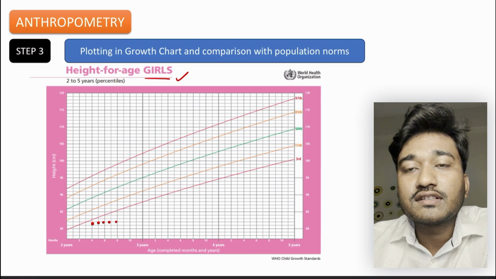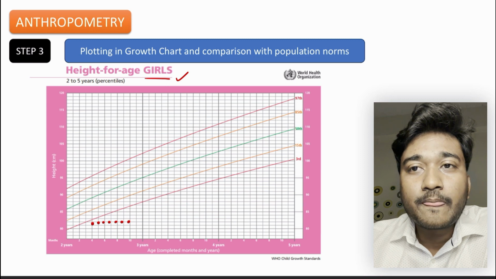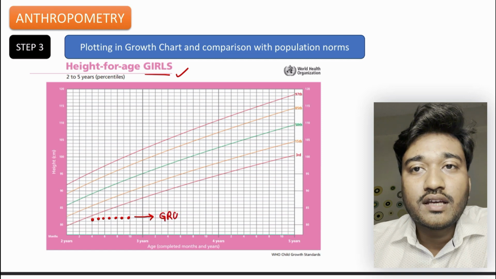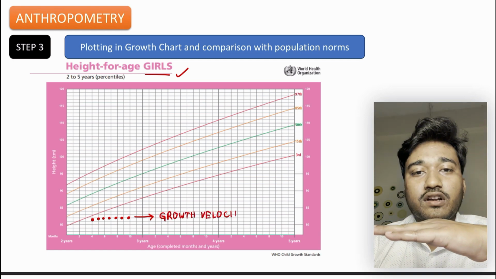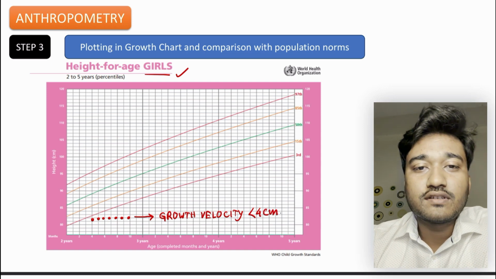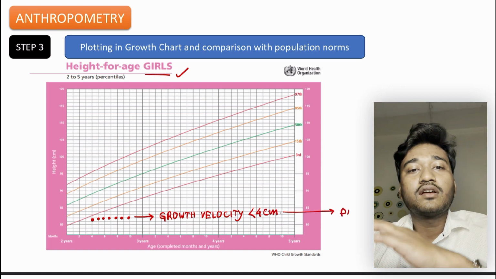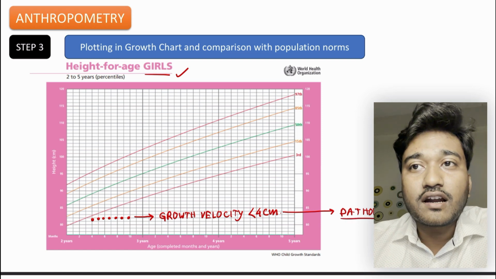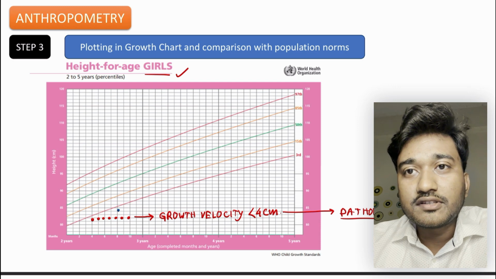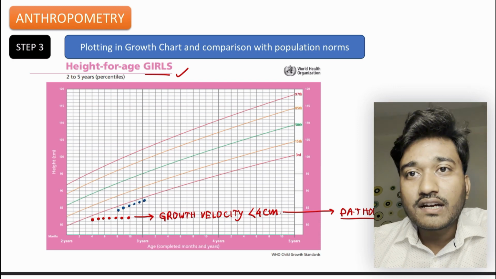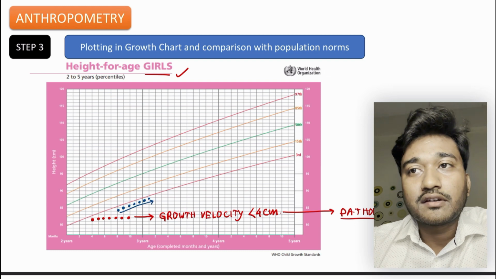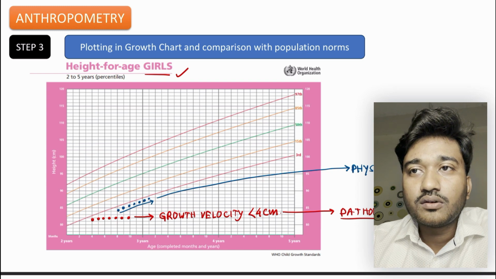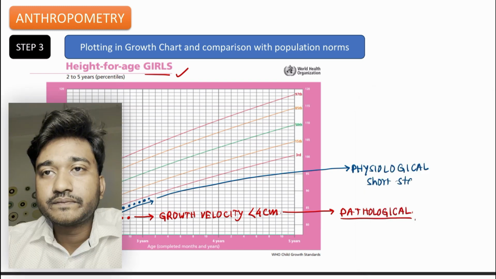So if we join all these points, it will become a straight line. The very important thing is that the growth velocity here is less than 4 centimeter, because if the curve is straight or downward, by default the growth velocity is less than 4 centimeter. If it is going upward, even if it is parallel, now look at this. This is parallel to the third centile. The growth curve is parallel to the third centile, but below the third centile; this is physiological, because the growth velocity is more than 4 centimeter per year.